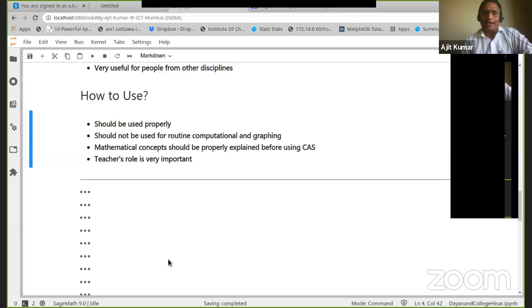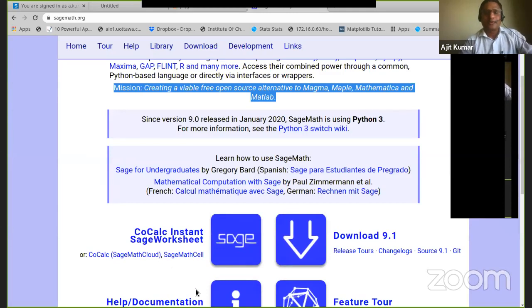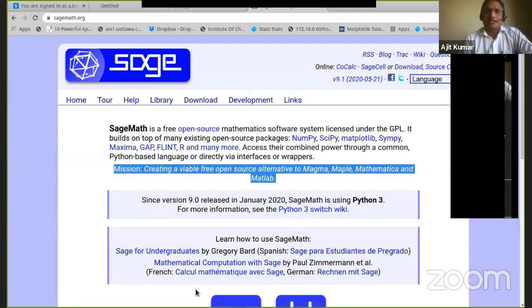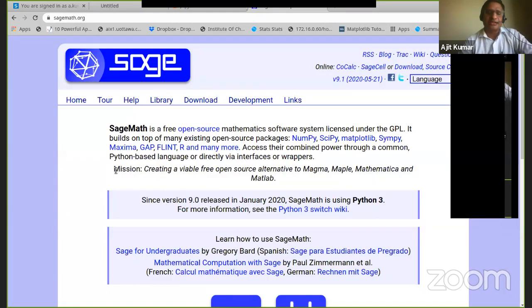using a software called Sage, which is a free and open source computer algebra system. Let me just show you the website of Sage Math. This is the official website of Sage Math, sagemath.org. And what does it say? Its mission is creating a viable free open source alternative to Magma, Maple, Mathematica, and MATLAB.